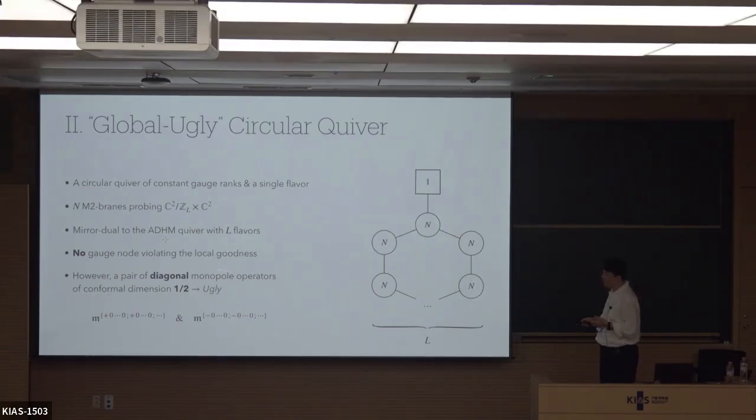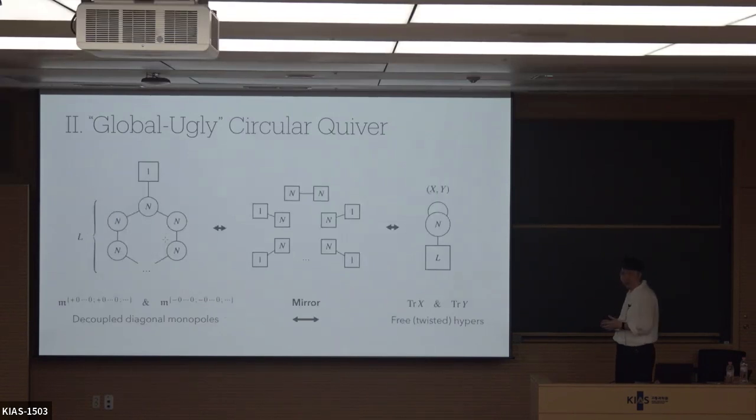On the other hand, there are a pair of diagonal monopole operators whose conformal dimension is 1/2. So it's ugly, which looks like this. This monopole is charged on every gauge node with a unit flux. And there is also a negative flux counterpart.